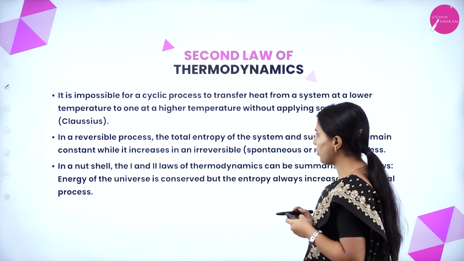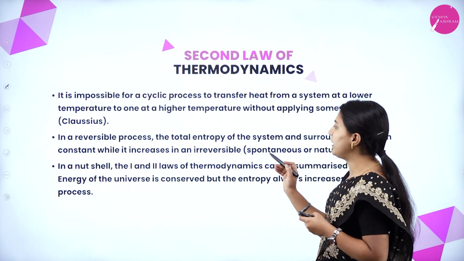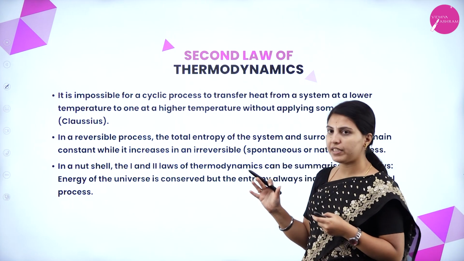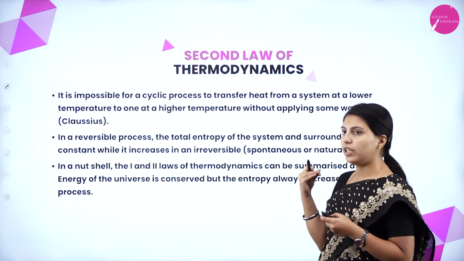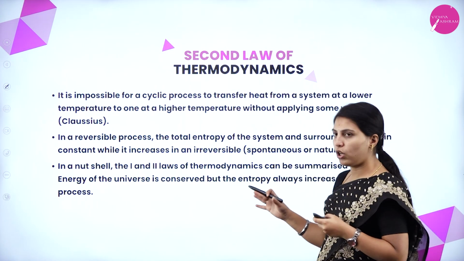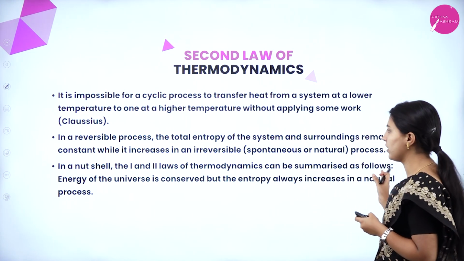In a reversible process, the total entropy of the system and surroundings remains constant, while it increases in an irreversible process. Whenever an irreversible process is going on, the total entropy of the system and surroundings increases.